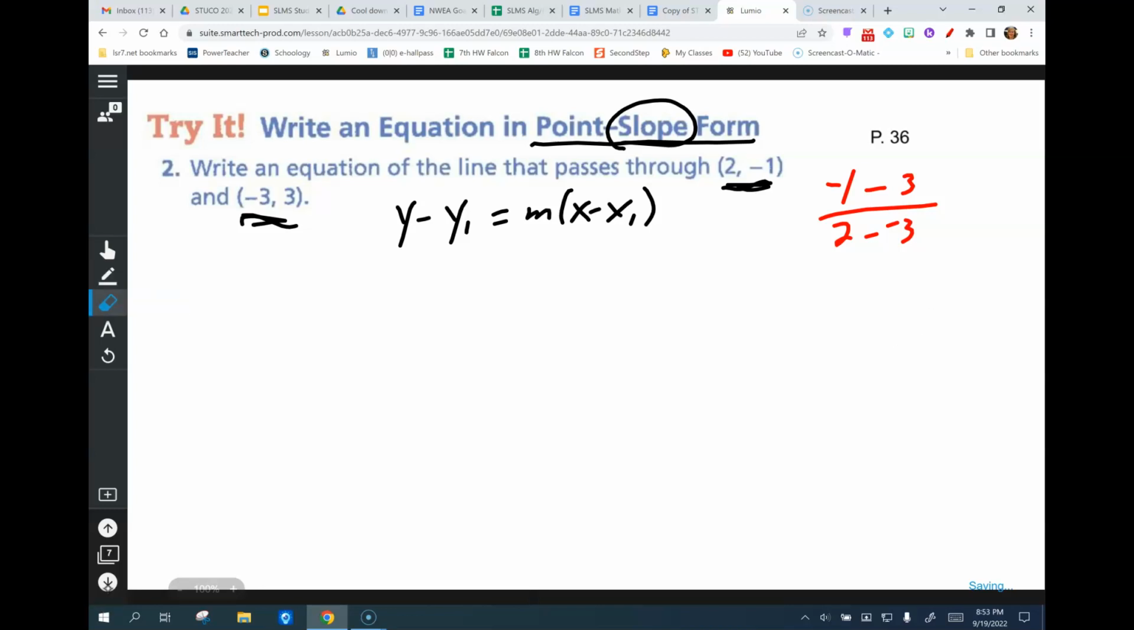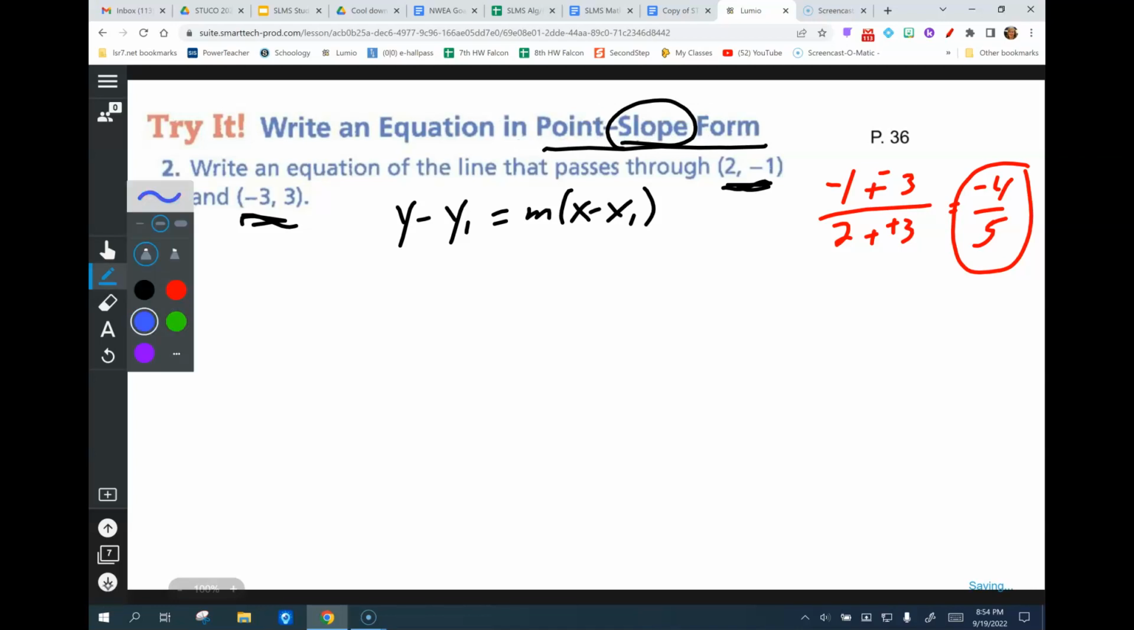Subtract, and we get negative 4 over 5. Okay, that's our slope that we're going to be using. So now we have a slope. Yay, there's our slope. Now we have to have a point. A point. That is so fun, isn't it? We have 2. Doesn't matter which one we pick. It does not. Not at all.